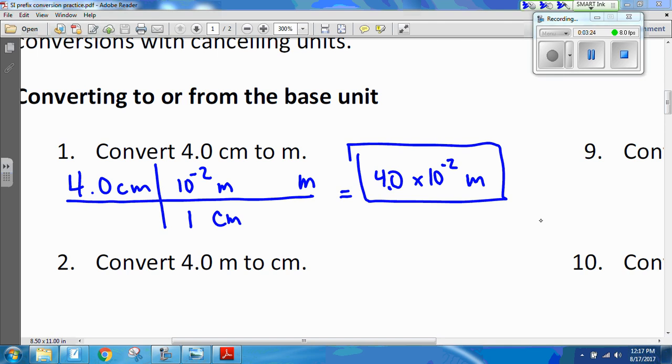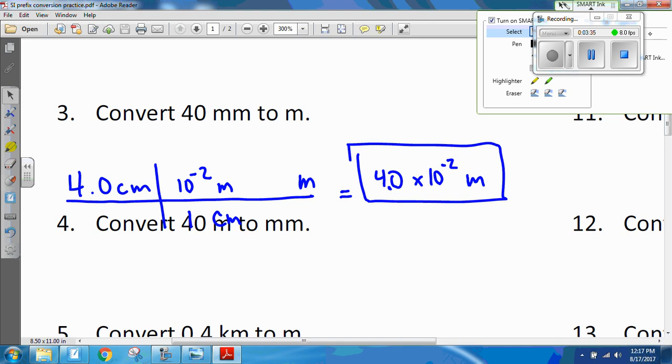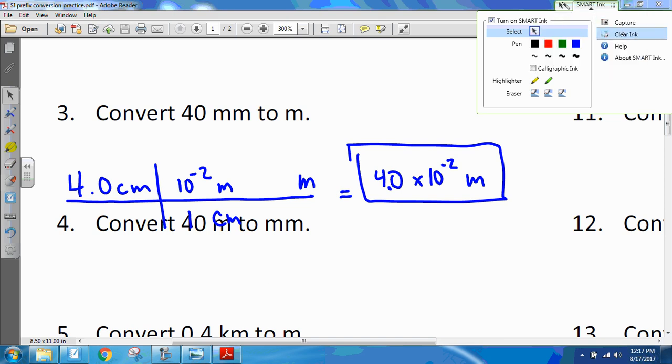Pretty simple. Most of these are really simple. That's the whole point. We're just practicing and developing a skill that we're going to be using for the rest of the time. So let's go down. Let's do one that's a little bit harder. Maybe clear this ink out of the way. That might help us.